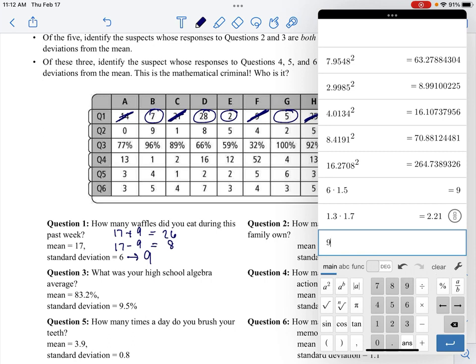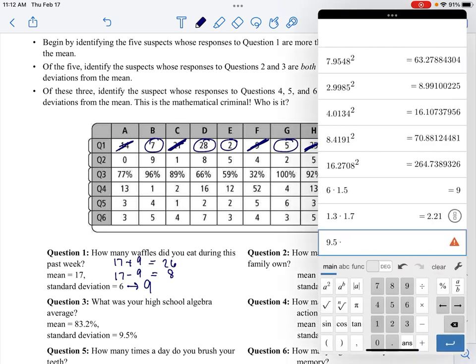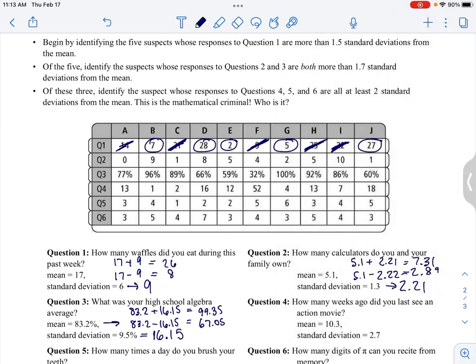I'm going to leave it as decimals. You could also probably switch it over to, or I'm going to leave it as percent, 9.5. You could probably also switch it to decimals, but either way will be fine. You just have to do a lot more converting that way. So 1.7 times our standard deviation is 16.15. So if I add and subtract, we end up getting 67.05 and 99.35. So we need to look at our remaining 5 suspects.